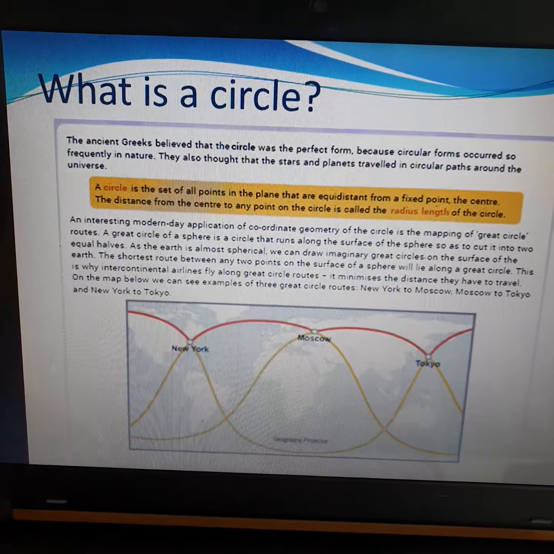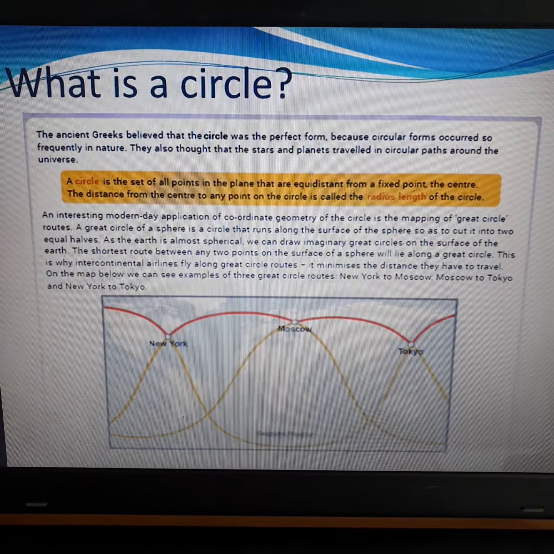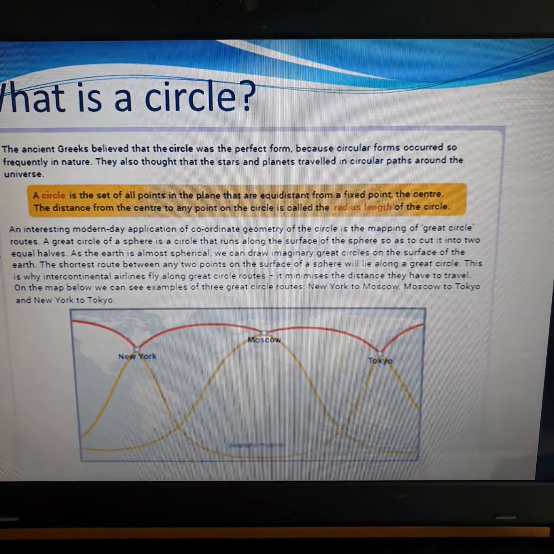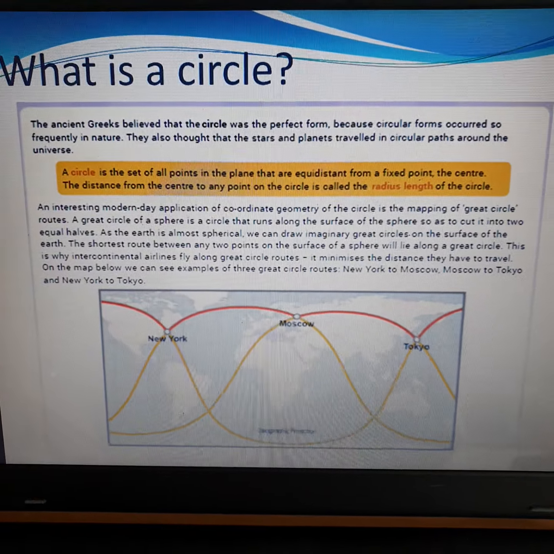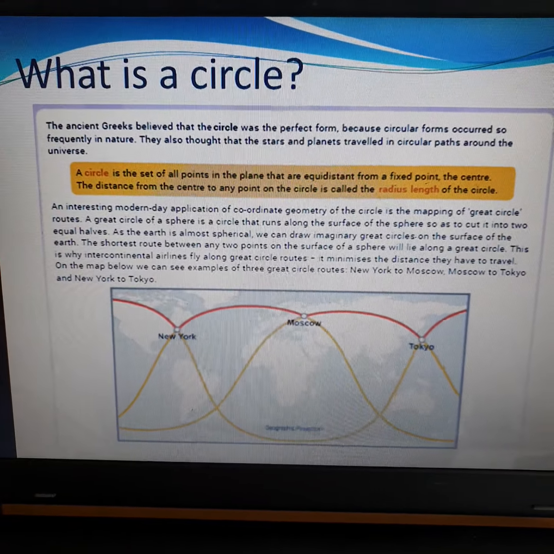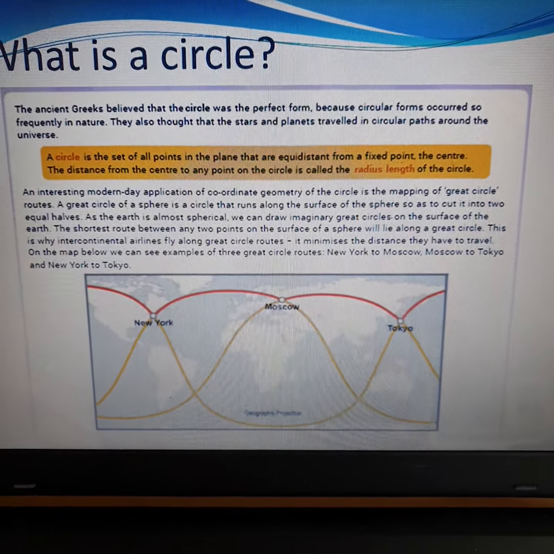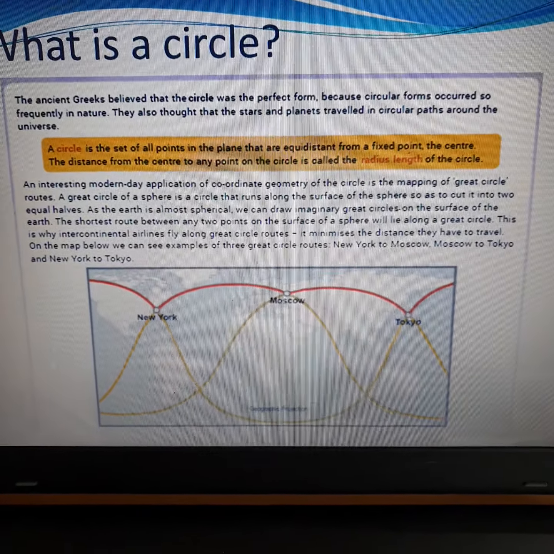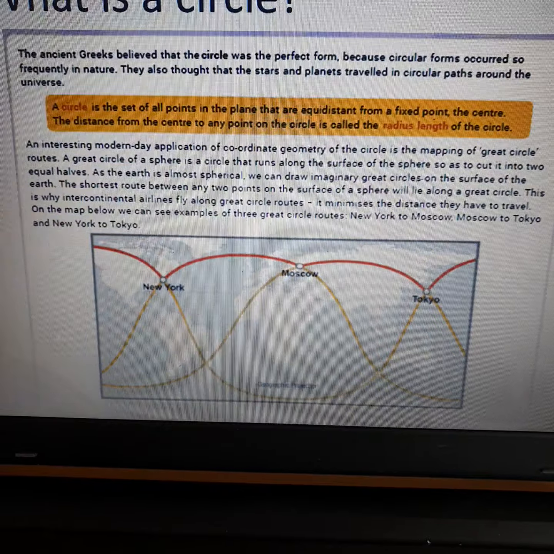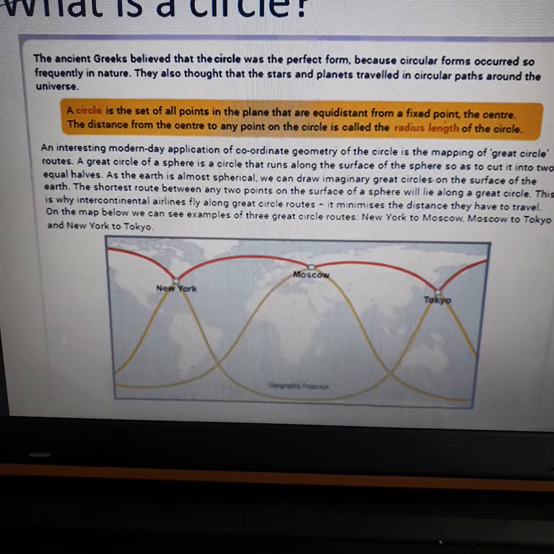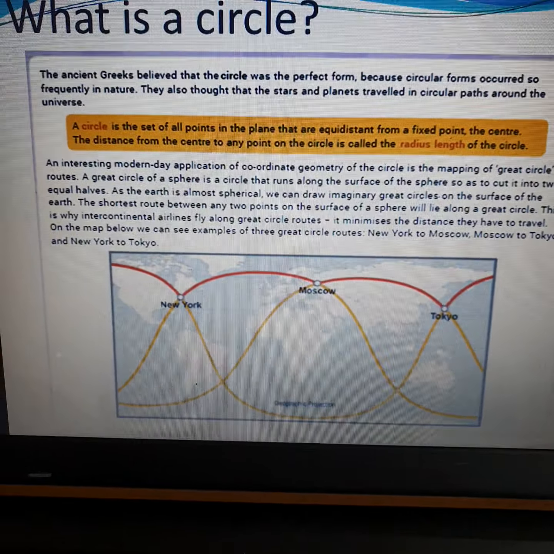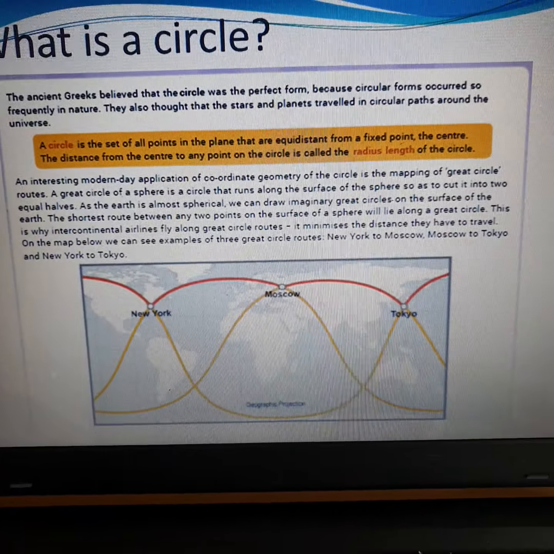So what is a circle? Just to give you a brief background of what a circle is, I suppose the whole idea of why we looked at coordinate geometry. And we mentioned before that coordinate geometry is used by pilots, and you can see a picture maybe of aircraft paths they might follow.